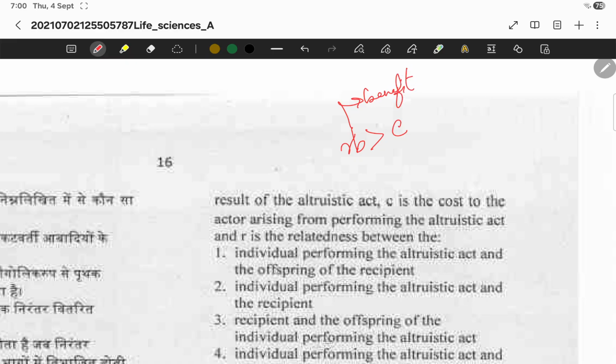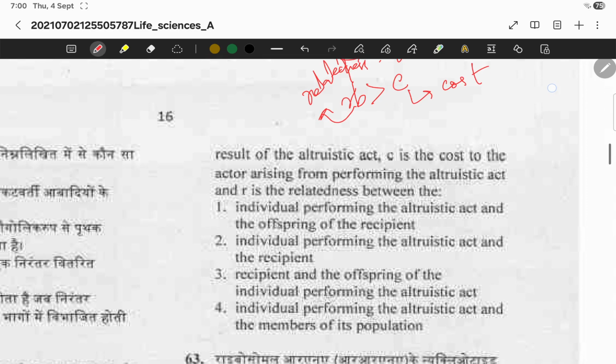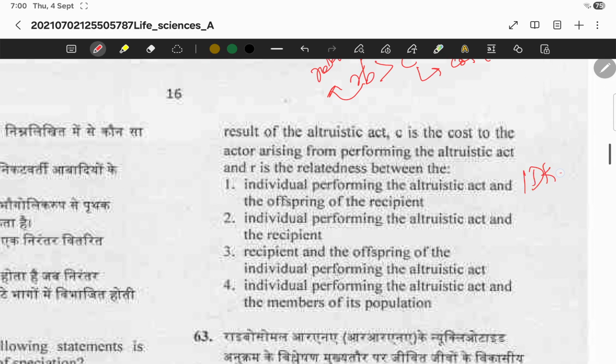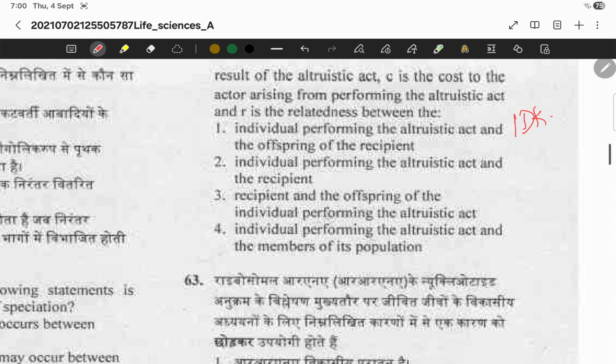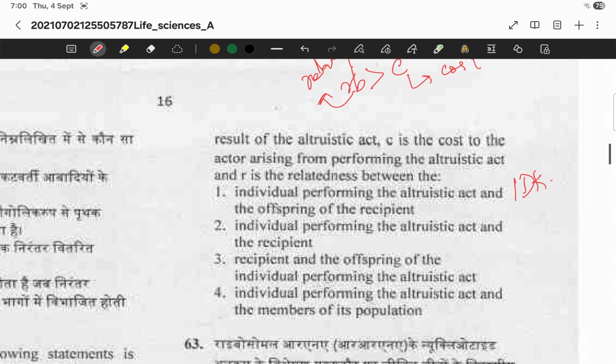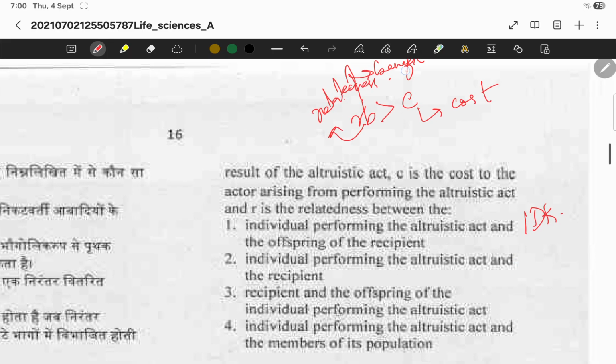Benefit. C is the cost to the actor arising from performing the altruistic act, and R is relatedness. I don't know between them. I don't know. Individual on the altruistic act and offspring. Okay, first relatedness and benefit is greater than the cost. Okay. Individual performing.